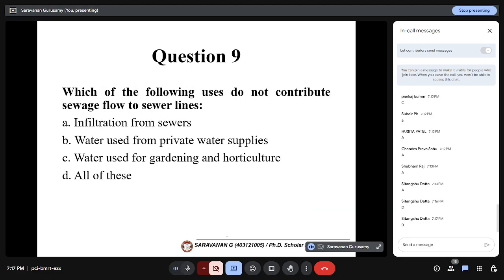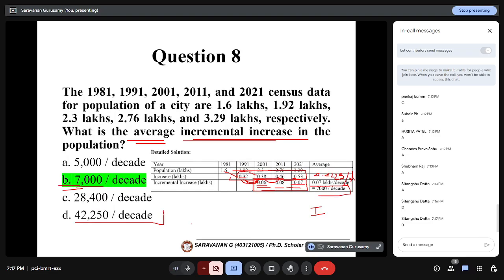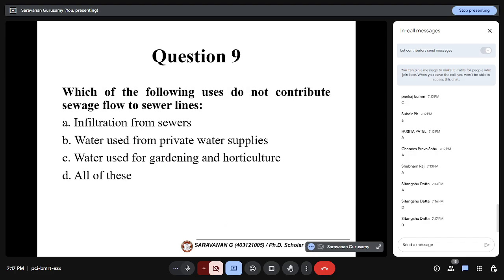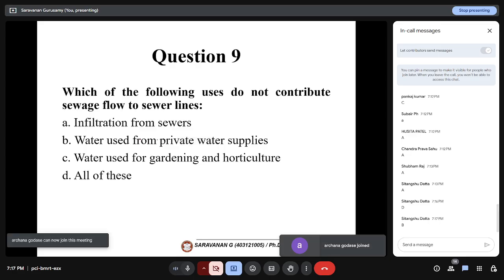Yes. Next, the ninth question. Which of the following uses do not contribute sewage flow? Are all okay with this question? Can I move on? Yes, sir. Which of the following uses do not contribute sewage to the sewer lines? Infiltration from sewers, water used from private water supplies, water used for gardening and horticulture, all of this.